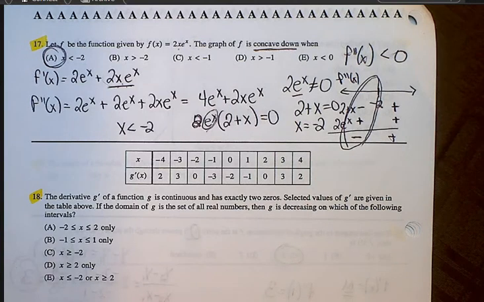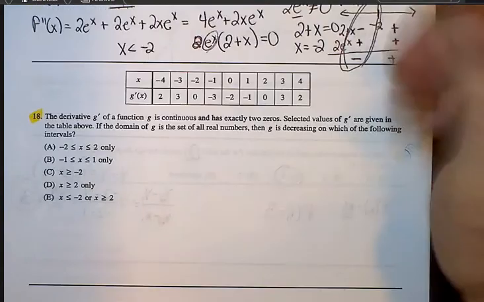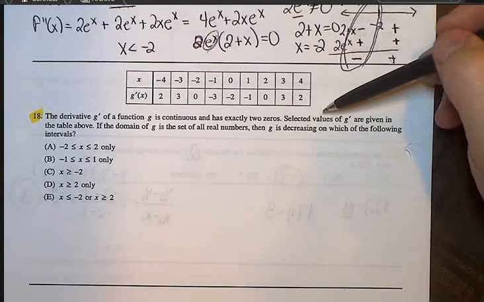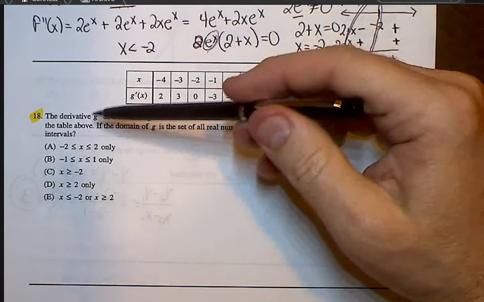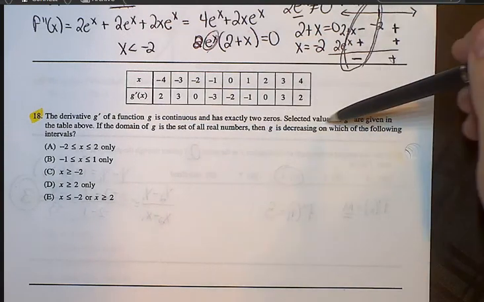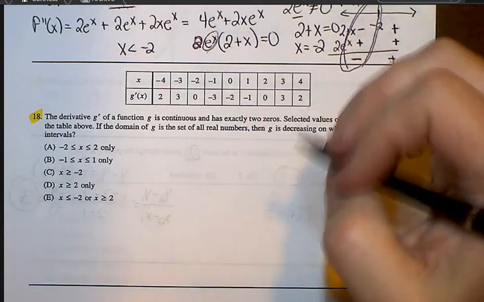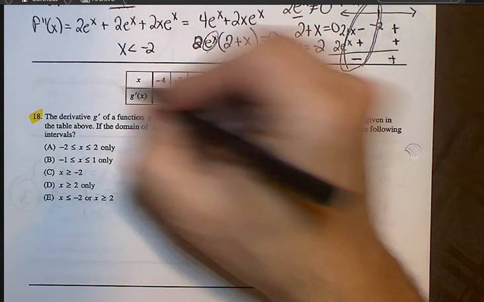Okay, number 18. Number 18 says the derivative g prime of a function g is continuous and has exactly 2 zeros. Selected values of g are in the table above. The domain of g is the set of all real numbers. Then g is decreasing on which of the following intervals? So remember, we're trying to learn something about g, and we're given values for g prime.